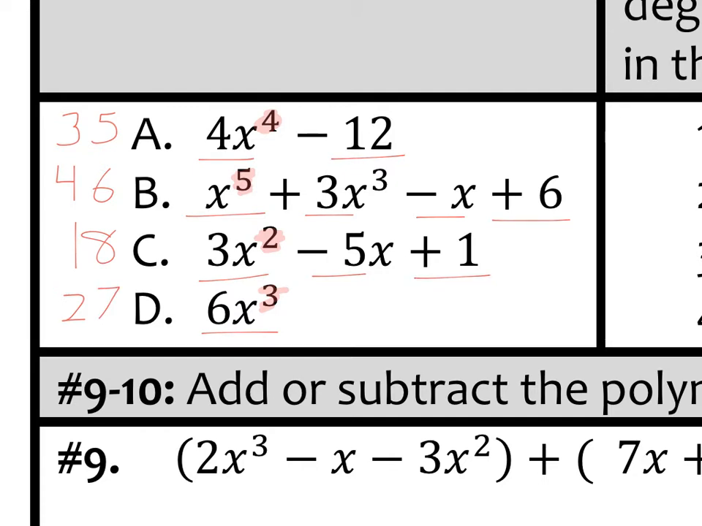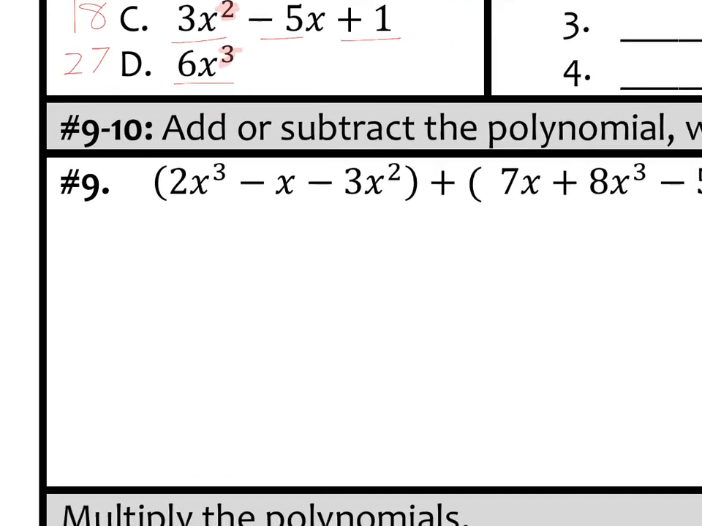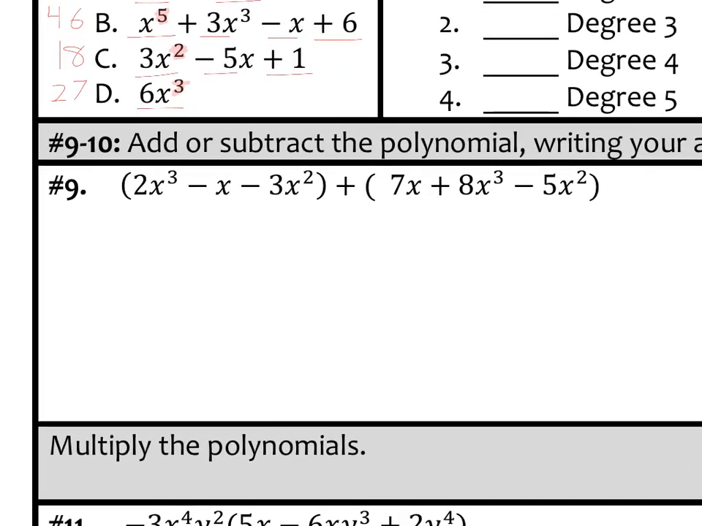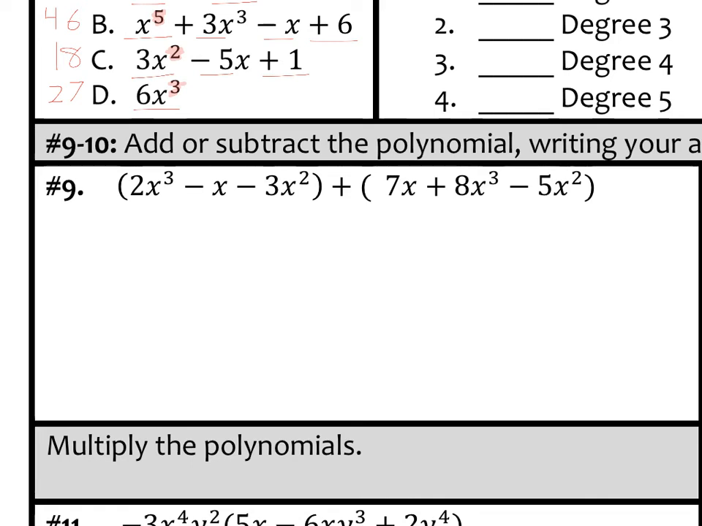Next set. Number 9, we are supposed to add these polynomials. We know we're supposed to add, first off, because the instructions say add, so make sure you're reading these instructions. Second thing, in between our 2 sets of parentheses, there is a plus. Do not multiply these together. That'll take you a long time, and it's not what we're looking for. We are adding, so we are just combining like terms.